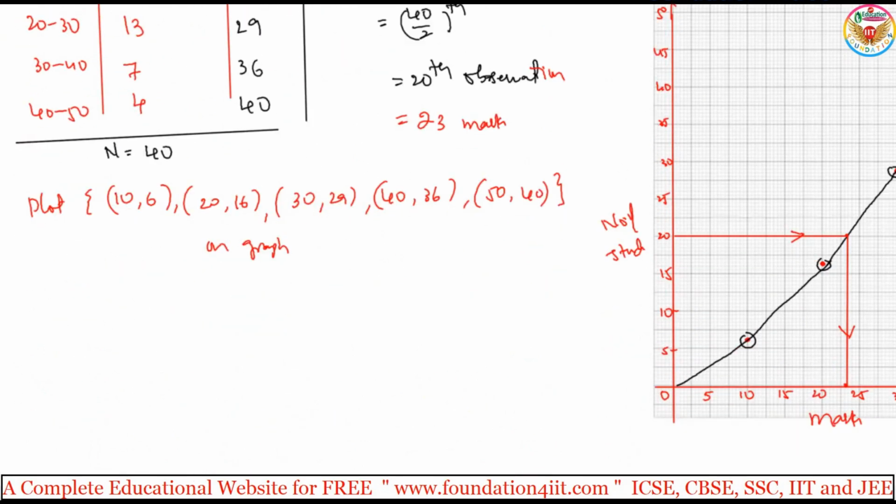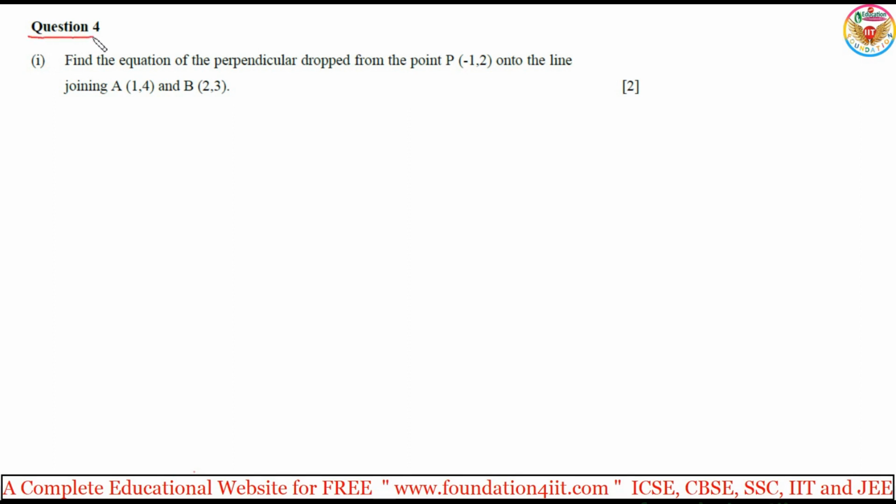Let's see the next question. In question number 4, the first one: find the equation of the perpendicular dropped from the point P(-1, 2) onto the line joining A(1, 4), B(2, 3). So find the equation of the line which is perpendicular. If you take a line and one more perpendicular line, the point P is here and A and B. Take the diagram. P is (-1, 2), A is (1, 4), B is (2, 3). We need to find the equation of this perpendicular line.